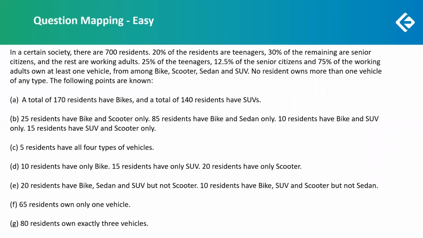The next set was based on a Venn diagram. So this was a 4-set Venn diagram, and this was fairly easy. This was actually based on a CAT DILR set. Now, we all know that for the DILR section of the CAT, Venn diagrams are extremely important. So 3-set Venn diagrams, 4-set Venn diagrams, both are extremely important for the CAT.